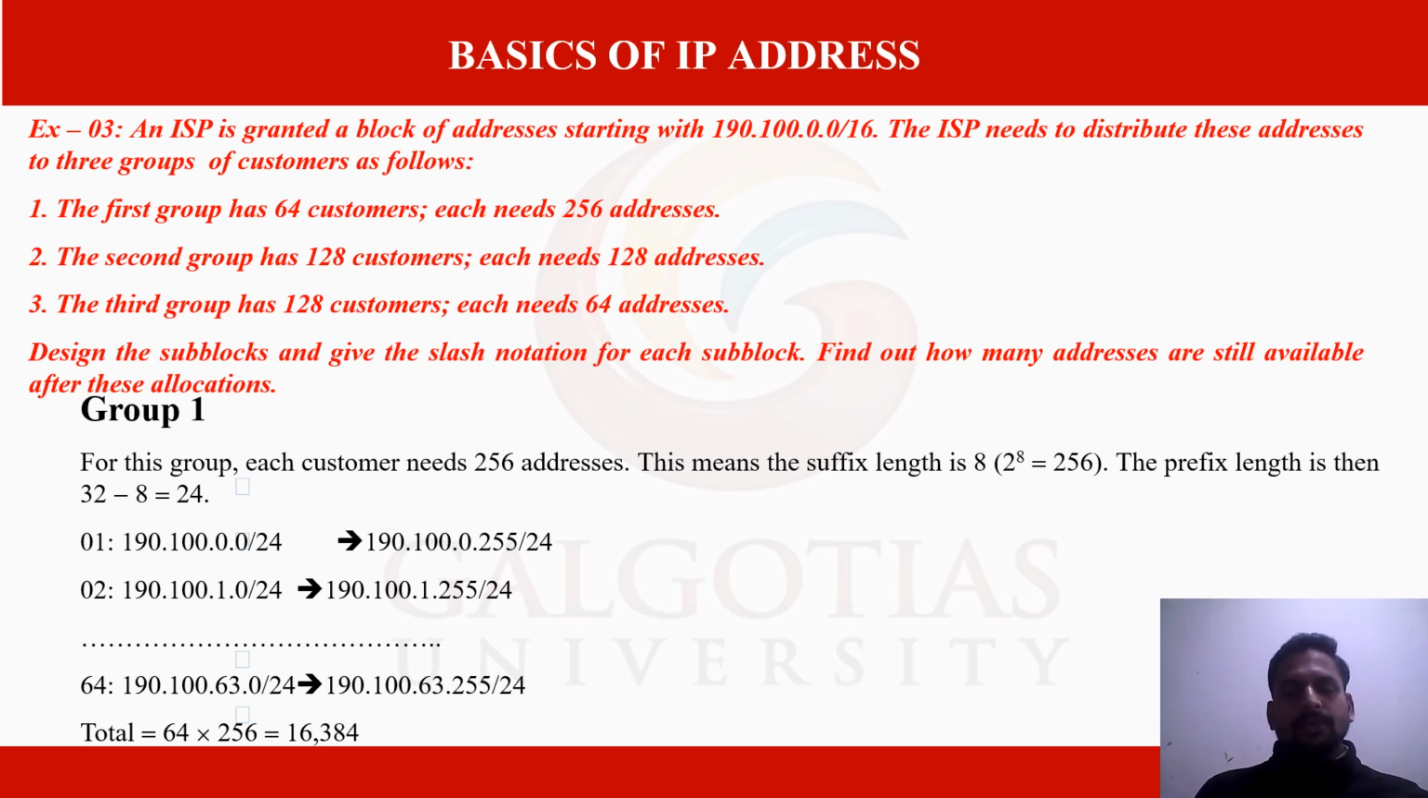So it is ending with 255, and we know that the slash notation is 24 because we know the prefix length of our subnet mask value. From the subnet mask value we have to give this. So we are having 64 different subnets, and each subnet has 256 addresses. They are asking how many addresses are still available, so how many addresses can we use. 64 into 256 gives the value of 16,384 addresses we can create with the slash 24 notation.